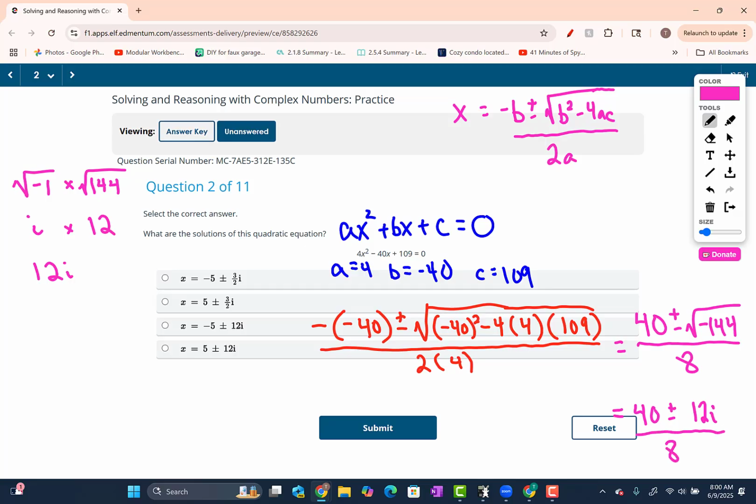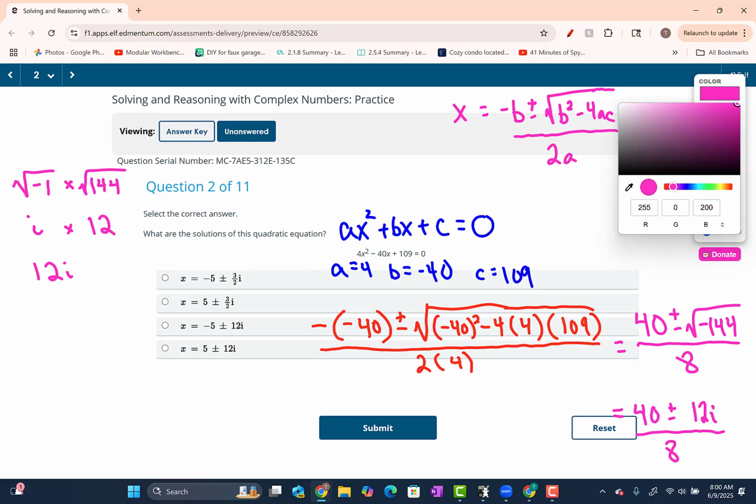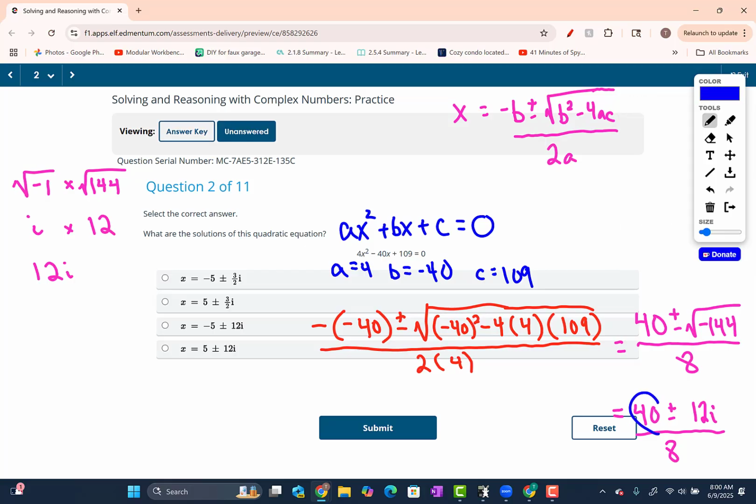And then from there, finally, all three of these numbers, 40, 8, and 12, are all divisible by 4. So we can divide each one of these numbers by 4. So 40 divided by 4 becomes 10. 12 divided by 4 becomes 3. 8 divided by 4 becomes 2. So I'm going to put this over here. I've got 10 plus or minus 3i all over 2.